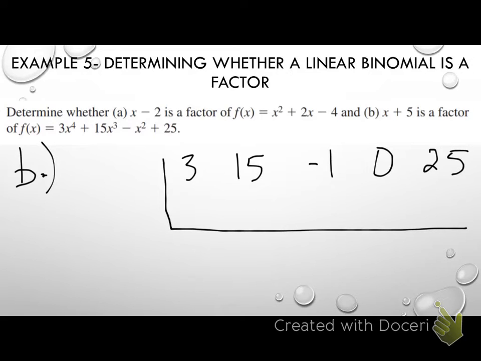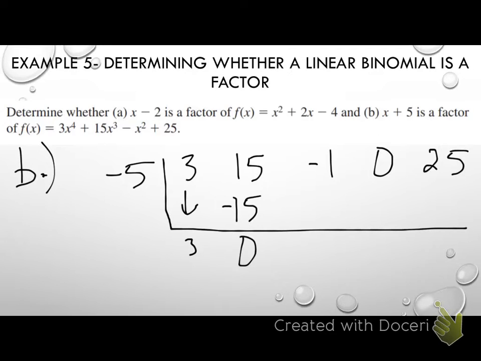What do we say our k value was? -5. So bring my 3 down. What's -5 times 3? -15. Do I add or subtract down that column? Add. What's 15 plus -15?